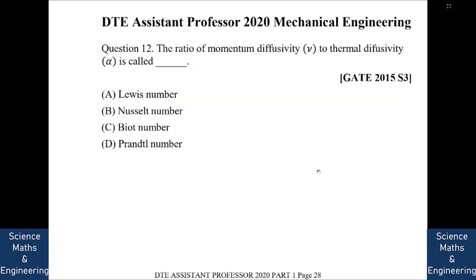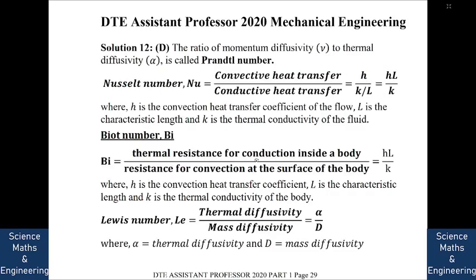Right, next question. The ratio of momentum diffusivity nu to thermal diffusivity alpha is called? So it is called Prandtl number. So the definitions for the Nusselt number, Biot number, and Lewis number are also given here.